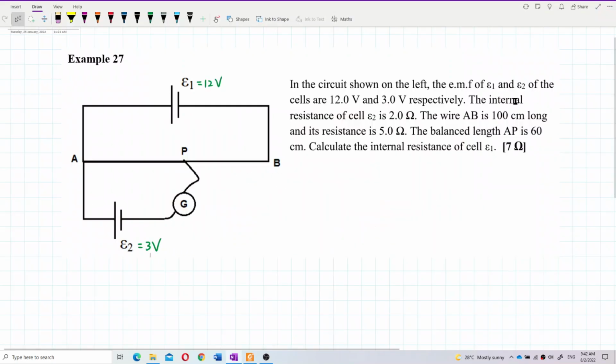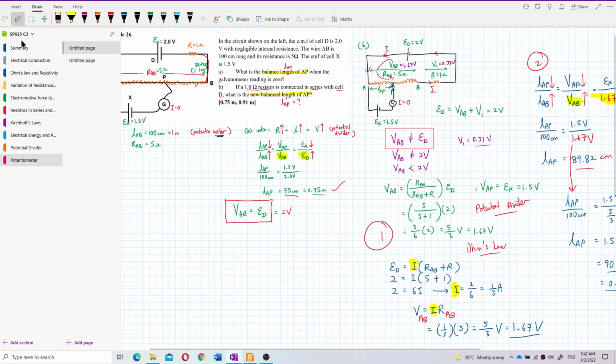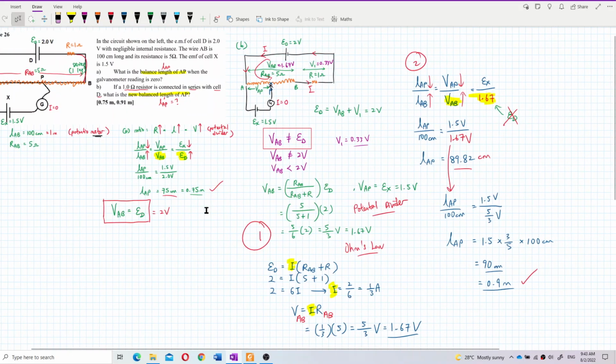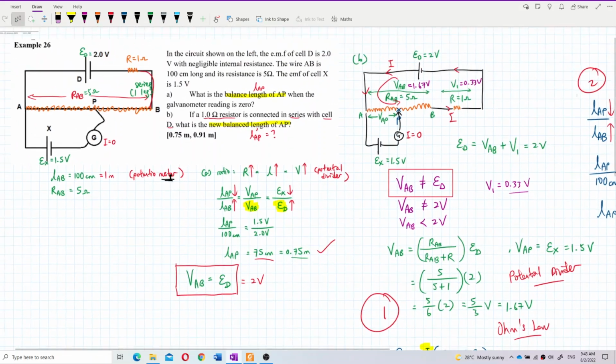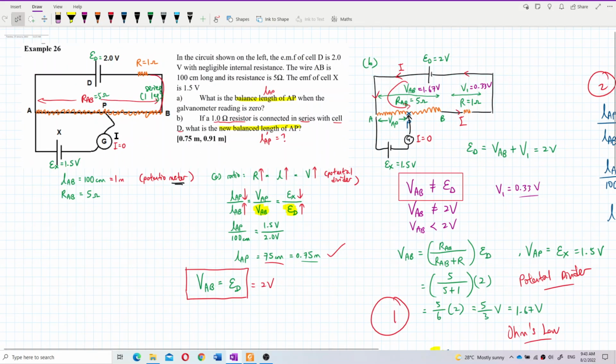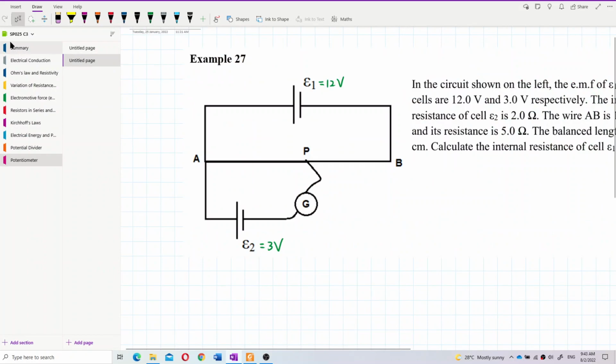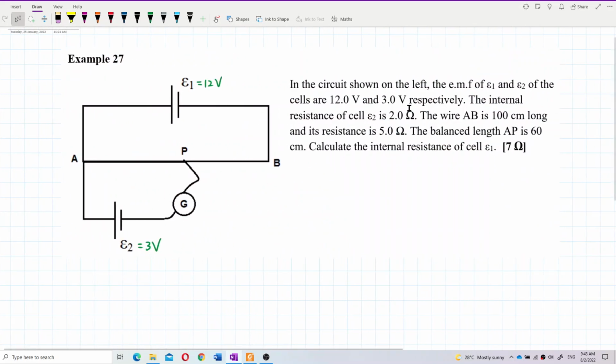Okay, and then the internal resistance of cell E2 is 2 ohm. So this example, compared to the last example before, now has internal resistance. Last time, this example had no internal resistance. But this example now we have internal resistance. Okay, internal resistance of E2 is 2 ohm.